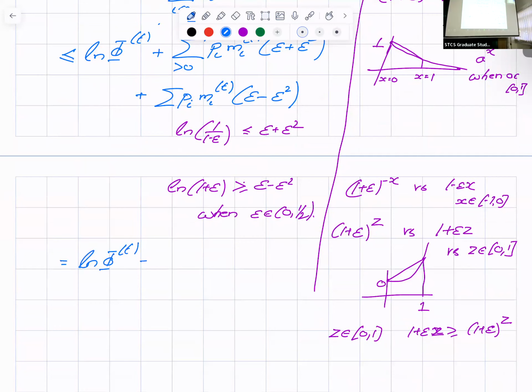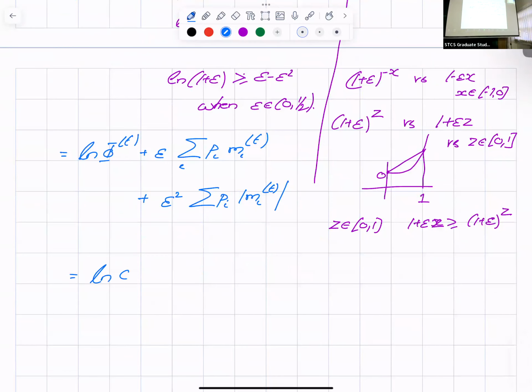With those two together, you get ln phi t plus epsilon times summation over i of pi mit, that happens for everybody, plus epsilon square times summation pi mod mit. Similar to what we had. Epsilon phi t plus epsilon into P mt plus epsilon square into the absolute value of mt times P.